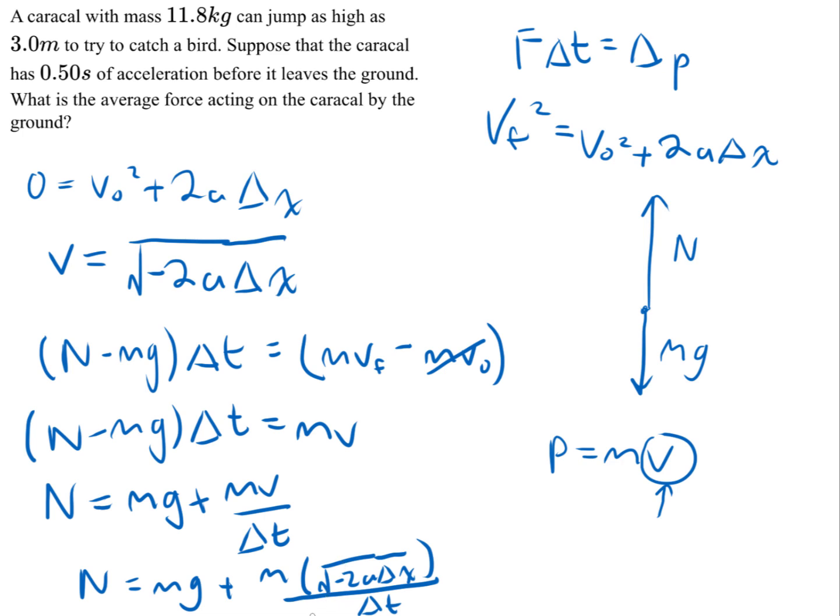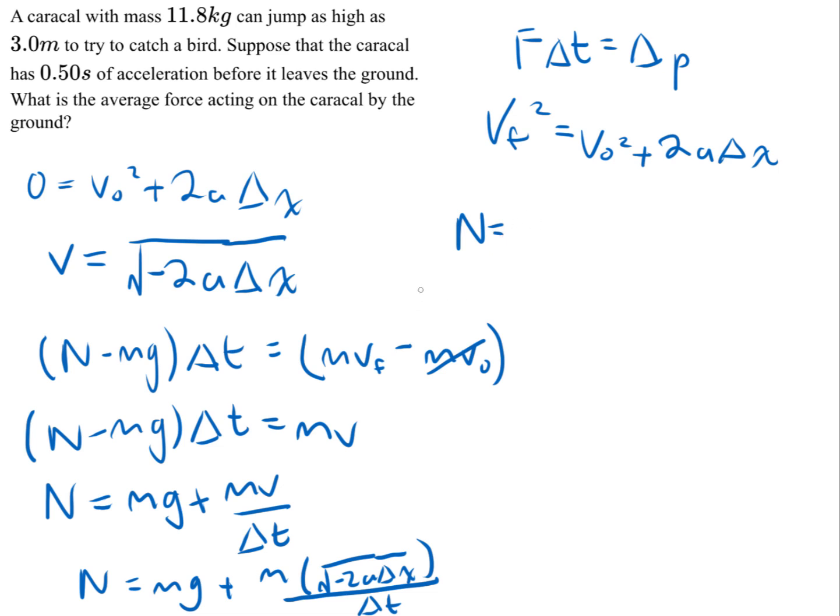Now that we have this equation, we can solve it by plugging in all of our variables. And now we can just plug everything back in. So the normal force is equal to the mass of 11.8 kilograms times the acceleration due to gravity of 9.8, plus 11.8.